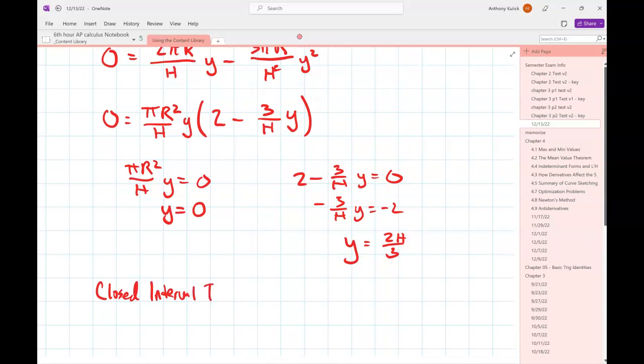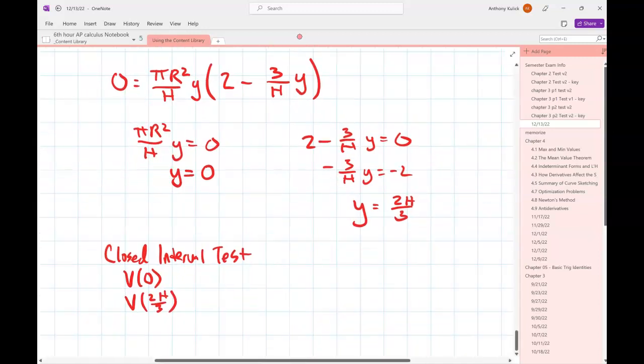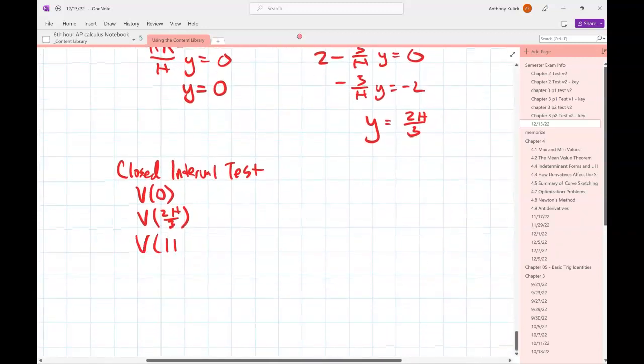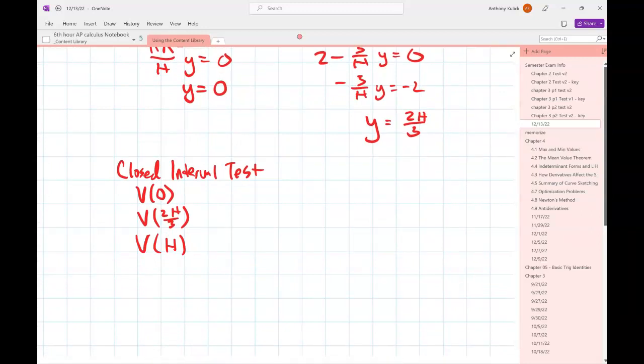Yeah. So now to figure out what the maximum is, we'll just do the closed interval test. So what values do we need to check? We need to check the endpoints and our critical values. Now, one of our critical values is also an endpoint, but we do need to check the other endpoint of our domain. Now, that's pretty trivially easy. We observed right away that when y was 0, the volume was 0, and when y was h, the volume was 0. So right away we know that this guy has to be the maximum.